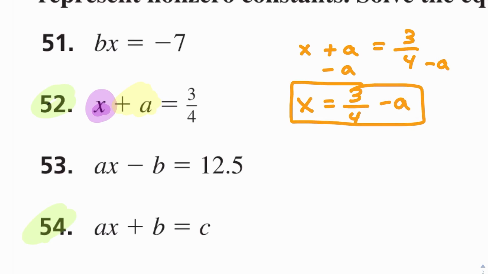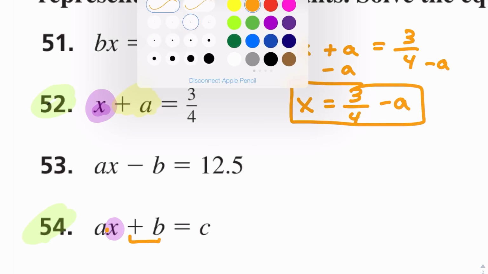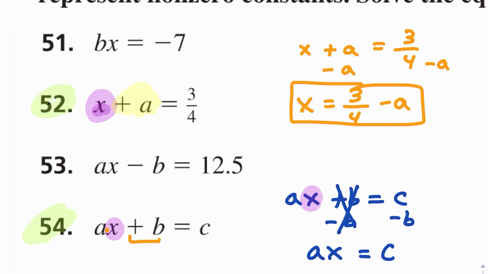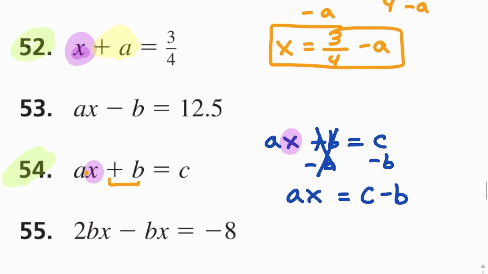Looking at number 54, again, we want to get x alone, so we're going to find x. It's right here. We can see 2 things were being done to it. It was being multiplied by a, and then we added b. So to undo those, I'm going to rewrite the equation. First, we want to undo adding b, because we want to get to this a value here. So we're going to subtract b from both sides. We'd have ax left because b and negative b would cancel. And on the right side, we'd take whatever c was and subtract b. We just don't know what it is.